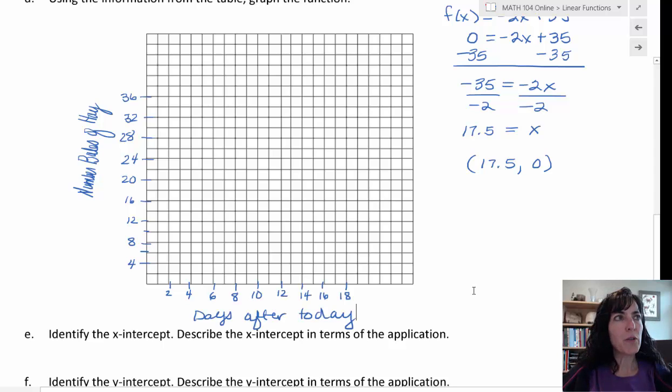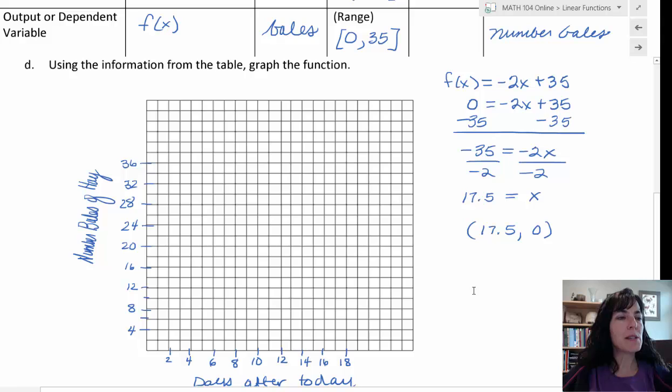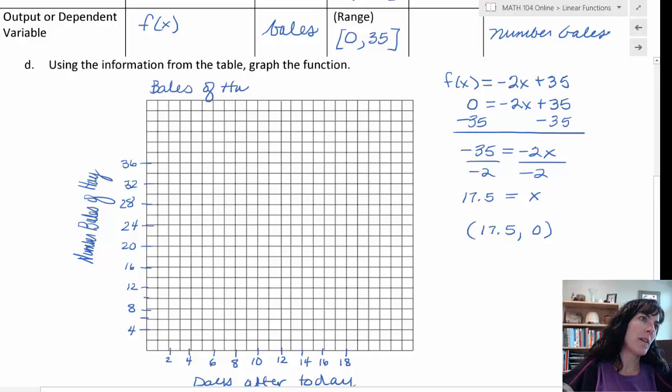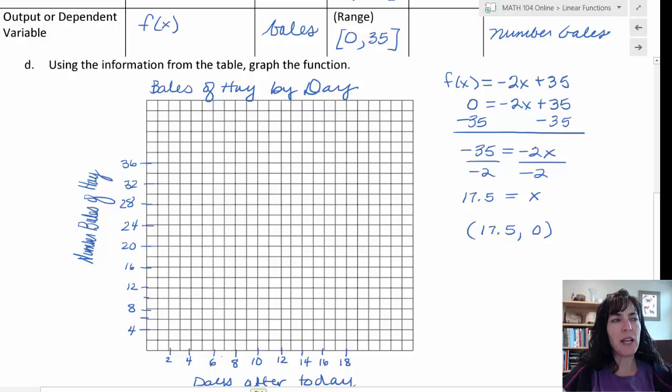I need a title for my graph. And since I have the number of bales of hay here and the days after today here, I can use dependent and independent to write my title. And so I would do bales of hay by day. So bales of hay by day. Dependent by independent. So that's how I can write out a title every time.